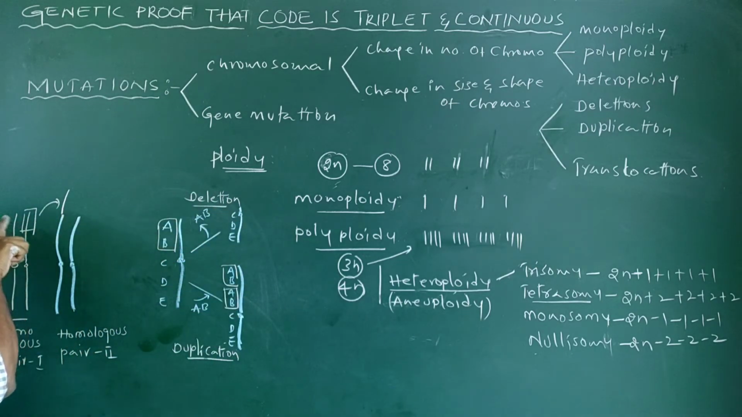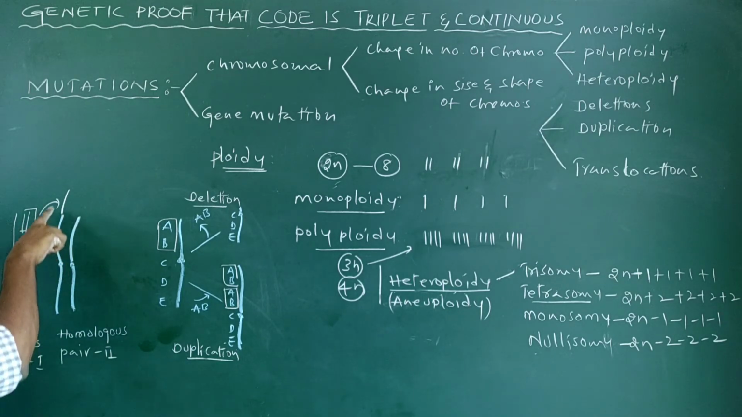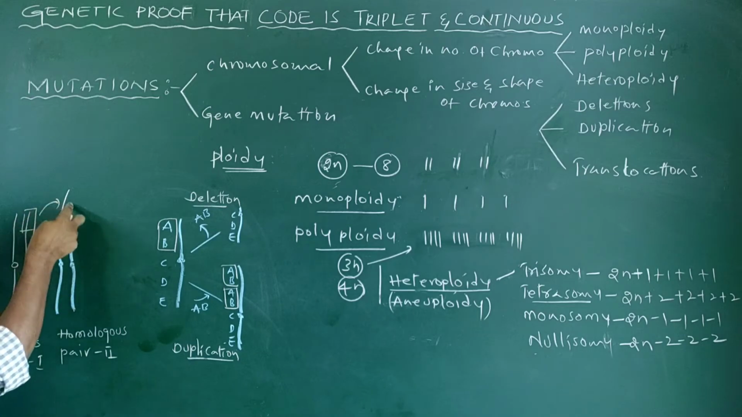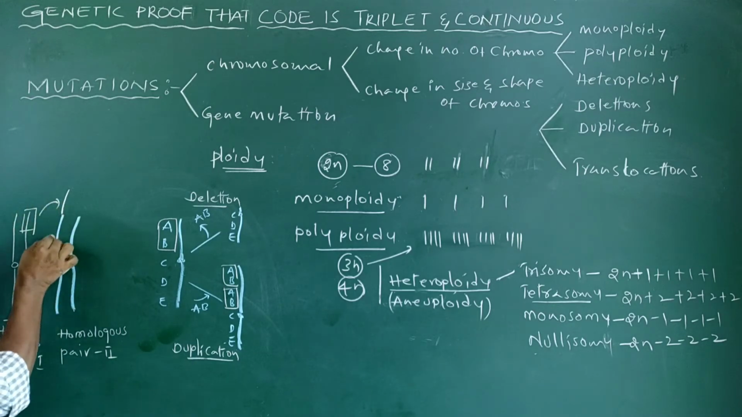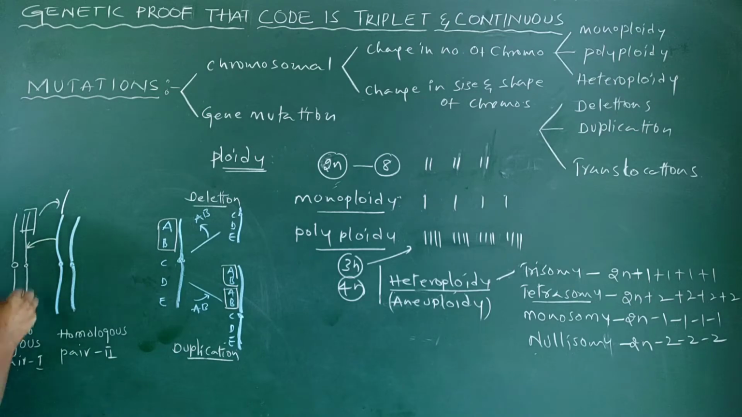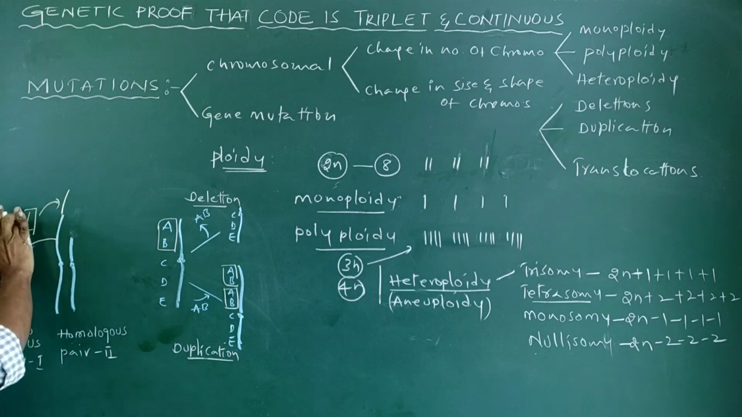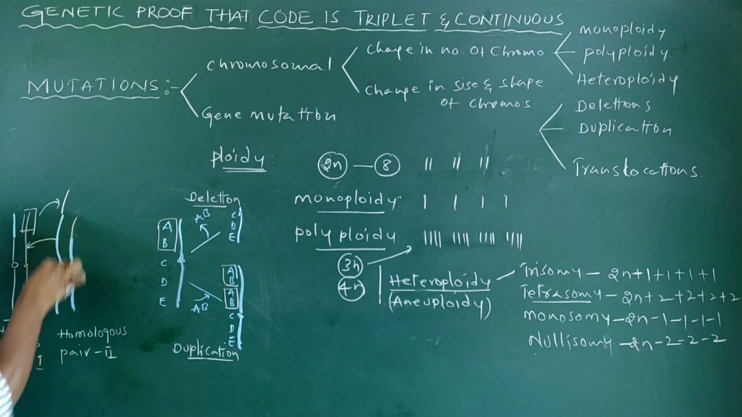Translocation. Transfer of a chromosomal segment of one homologous chromosomal pair to another chromosome of another homologous chromosomal pair. This may happen reciprocally. Exchange of chromosomal segment between non-homologous chromosomal pairs like this. This segment of chromosome may get added to this homologous chromosome, and the segment of this chromosome may get added to the chromosome of this homologous chromosomal pair.